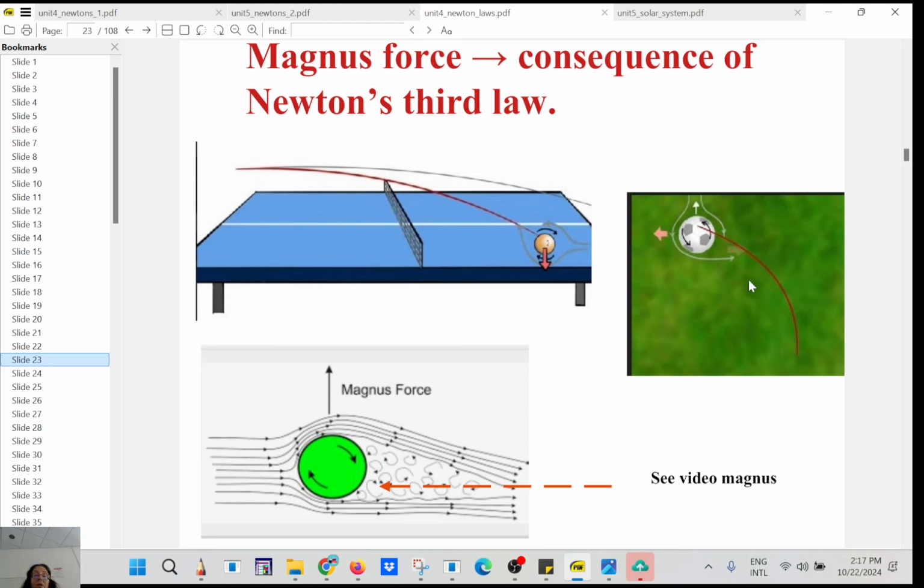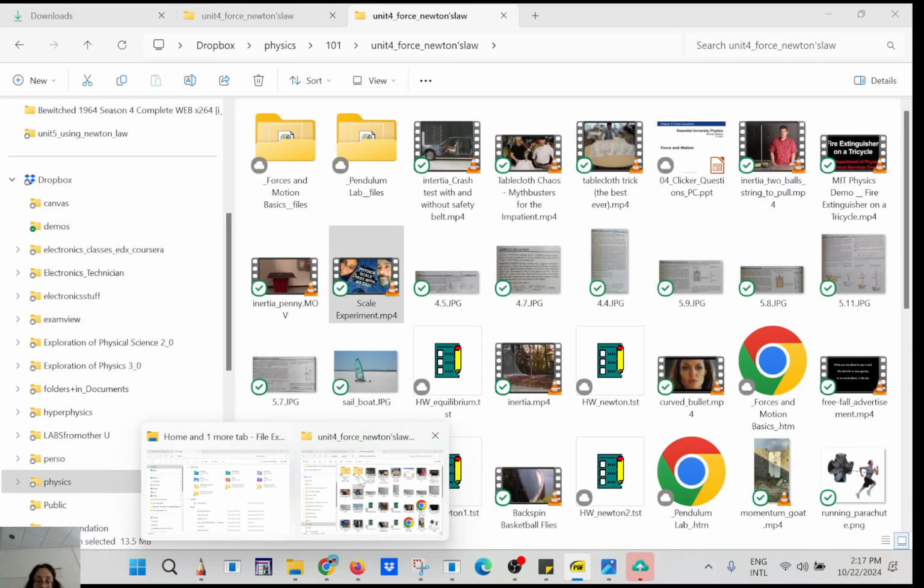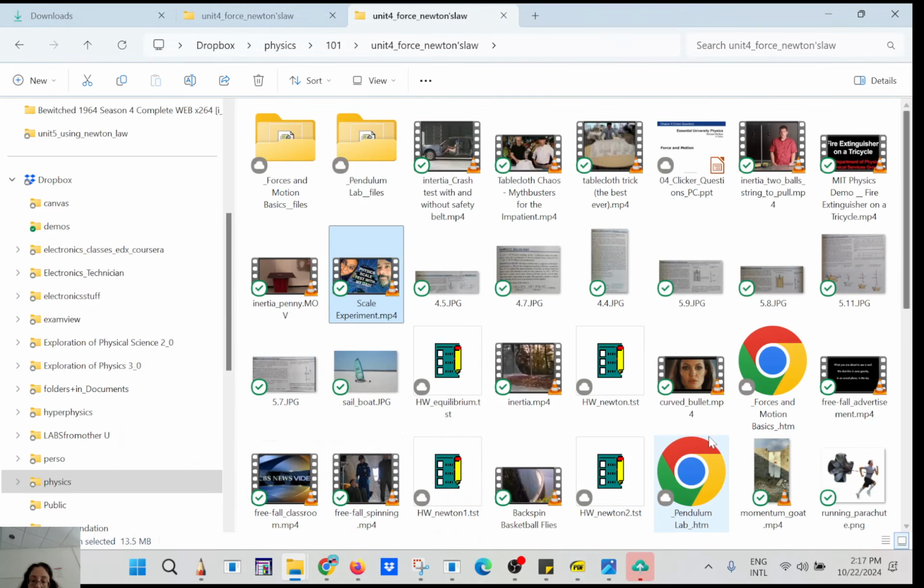You can do that with soccer, right? So that will be a side spin. You make the ball spin in one direction. So you see the air is deflected to the right, so the ball will be deflected to the left. So if you know how to do it, you can make a video. This is called the Magnus force.